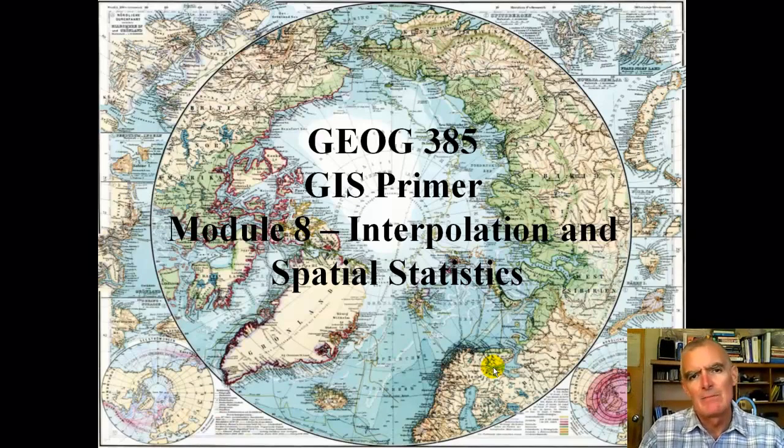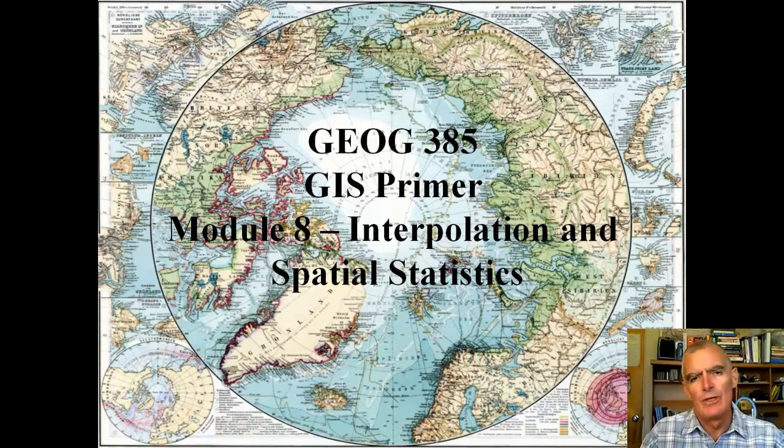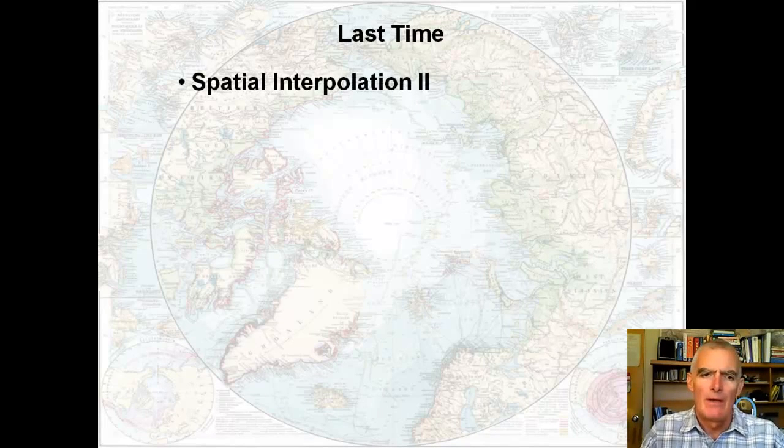Welcome back. This module we're talking about interpolation and spatial statistics. Last time I talked about a couple of methods, natural neighbor and spline interpolation. The other two methods I've covered are trend and inverse distance weighted, sometimes known as IDW. The other interpolation method we're going to cover in this class is called kriging.